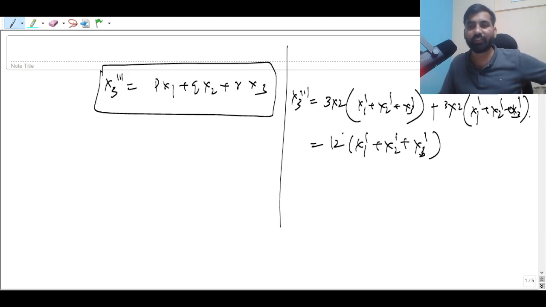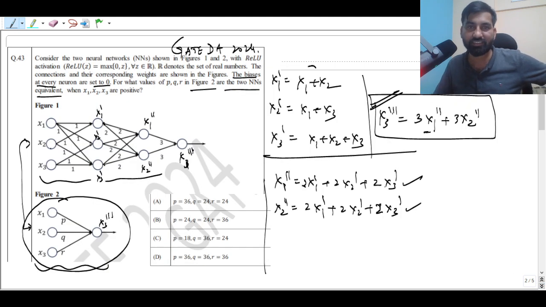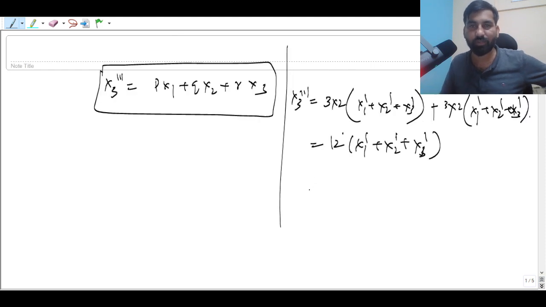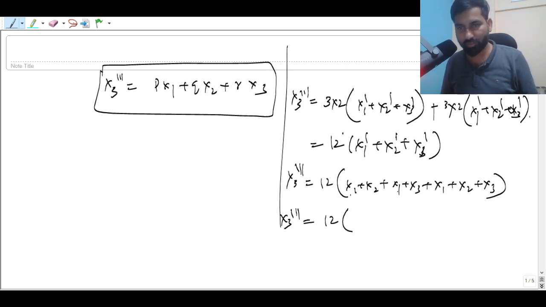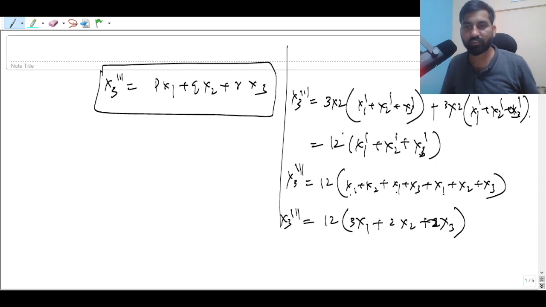Now what you can do, in place of x1 dash you can replace this equation. So you can plug here, so x3 triple dash is nothing but 12 times, this is x1 plus x2 plus this is x1 plus x3, then x1 plus x2 plus x3. Understand? So it's just simple algebra, that's it. So x3 triple dash is nothing but 12 times, you can just add x1 plus x1 plus x1, that is 3x1 plus 2x2 plus 3x3. Okay, sorry, 2x3 only, right?